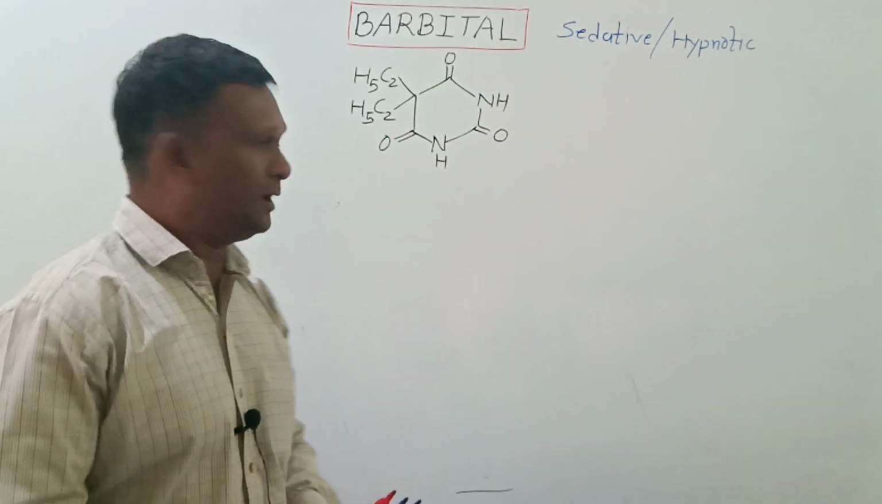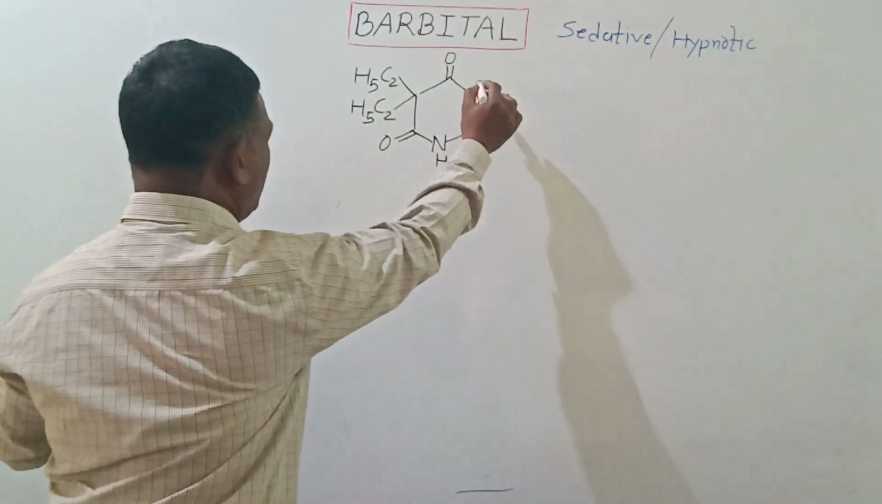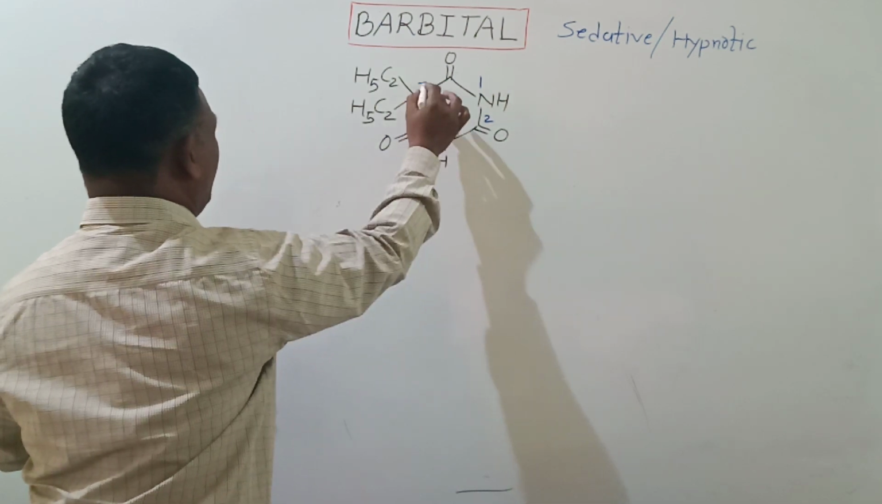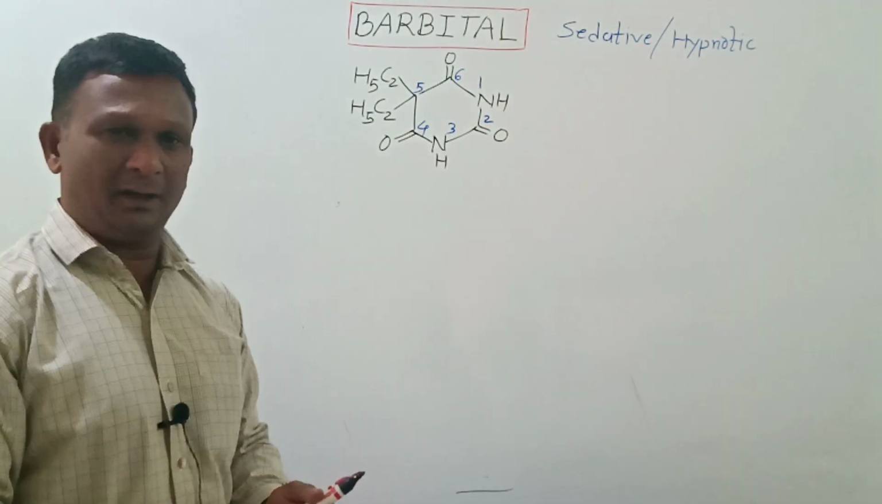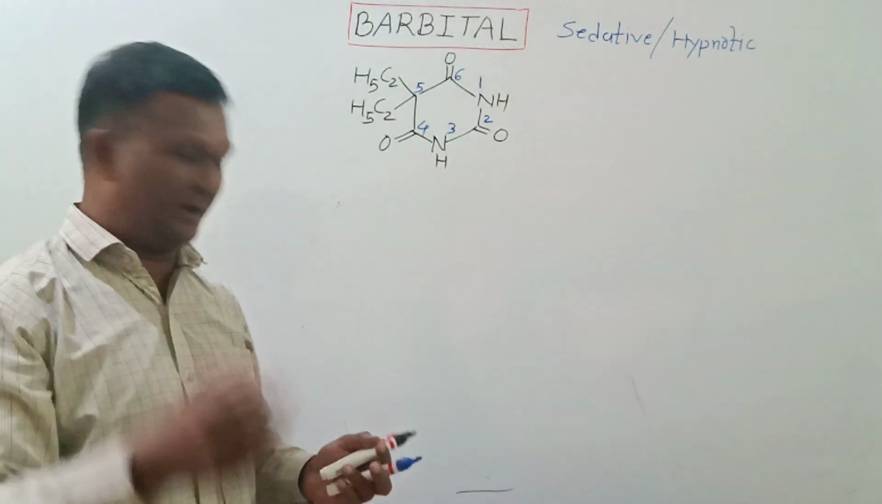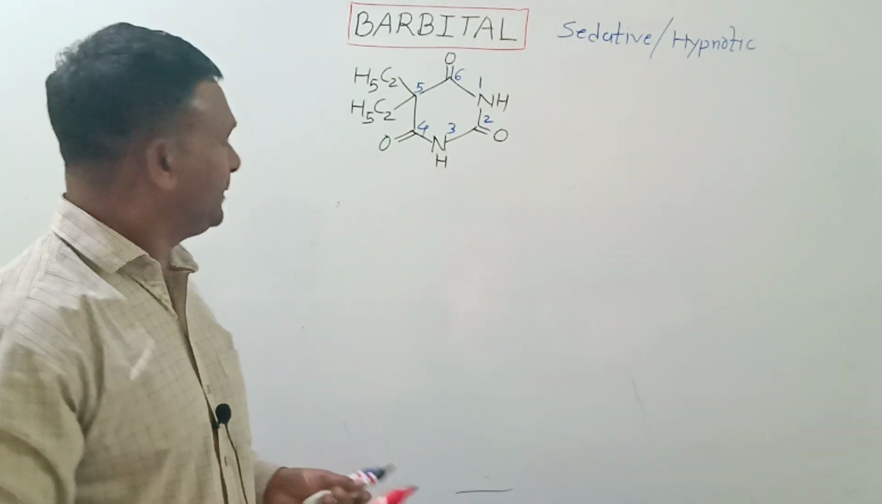For nomenclature, we will number this heterocyclic ring first. So this nitrogen will be number 1, this will be 2, 3, 4, 5 and this will be number 6. We will name this compound in 3 ways. Just look how we go for the nomenclature.